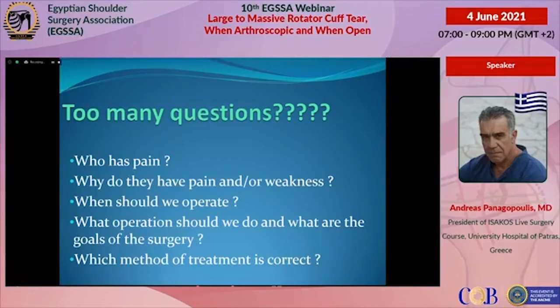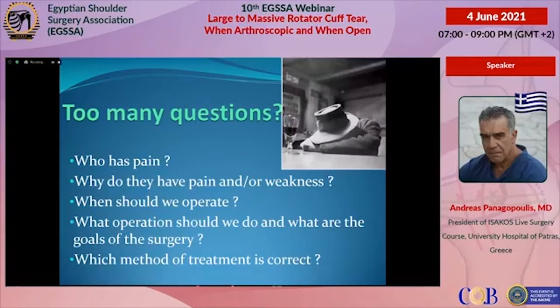Why do they have pain and/or weakness? And when should we operate? What operation should we do? And what are the goals of the surgery? And which method of treatment is correct? Actually, it's a big dilemma.